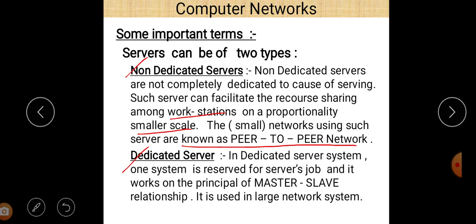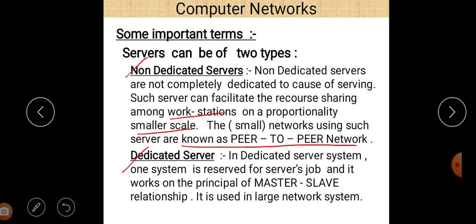And second is dedicated server. In a dedicated server system, one system is reserved for the server's job, and it works on the principle of master-slave relationship. It means the main computer that is called the server is the master, and the other computers that are called clients work as slaves. It means that they directly get instructions from the server, and according to those instructions they perform their tasks. So there is a master-slave relationship in a dedicated server, while in non-dedicated server there is a peer-to-peer network.